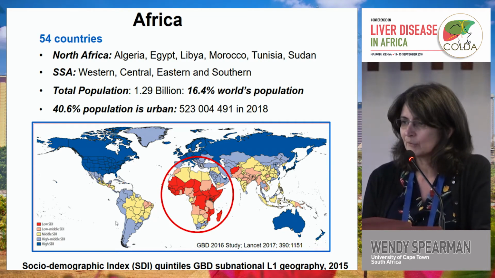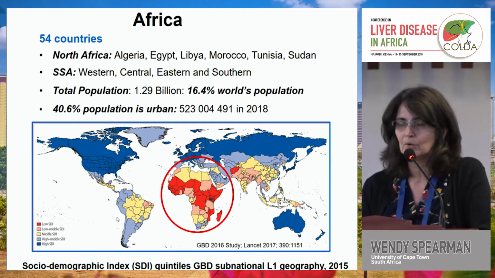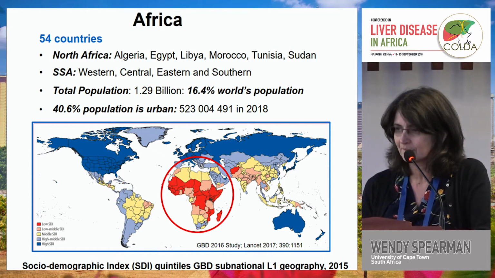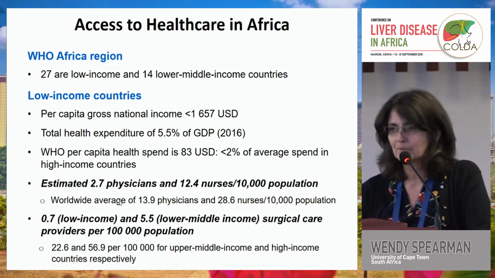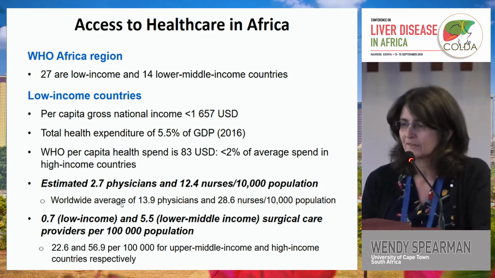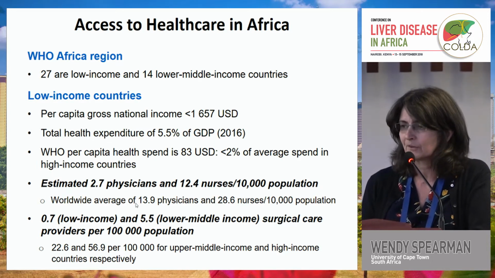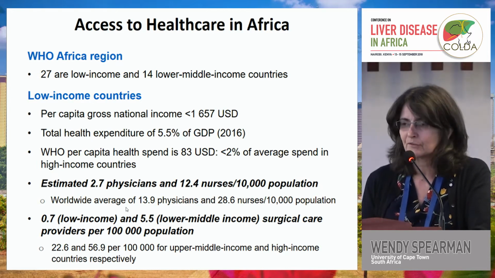But if we look at the socio-demographic index, in fact, the majority are low or low middle, and very few are in the upper middle indices. In the WHO Africa region, in the low-income countries, the per capita gross national income is less than $1,600, with total health expenditure of 5.5% of the GDP. WHO per capita expenditure is $83, and this is less than 2% of the average spend in high-income countries. And this obviously has an impact in terms of healthcare delivery.